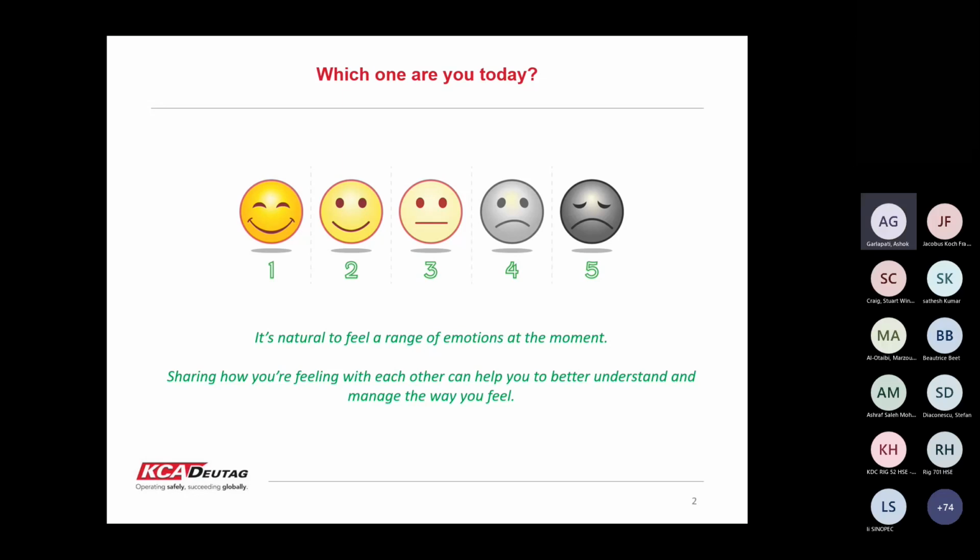I'm number 1 myself today. But it's natural, as it's written, to feel a range of emotions, and sharing your feelings with each other helps you better understand and manage yourself. So when people think, what's my mood today? Am I number 1? Am I number 5? First they discover their own state, and then they share it. Once you share, you no longer have it inside you, and you are not feeling alone. You already start thinking about how to manage this condition.